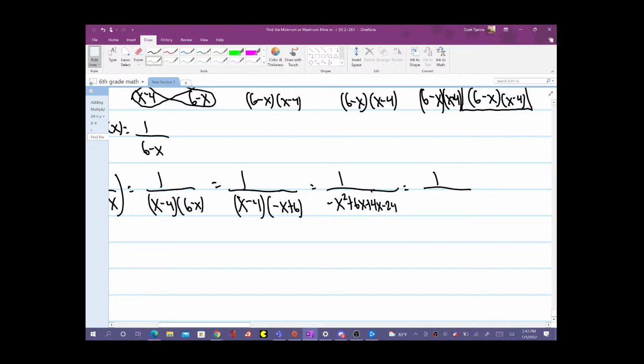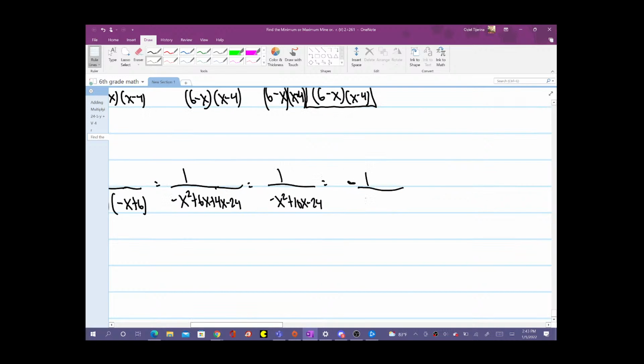This becomes negative the quantity 1 over, because we literally took out the negative, so it's going to be x squared minus 10x plus 24. And this is really how you would do it.